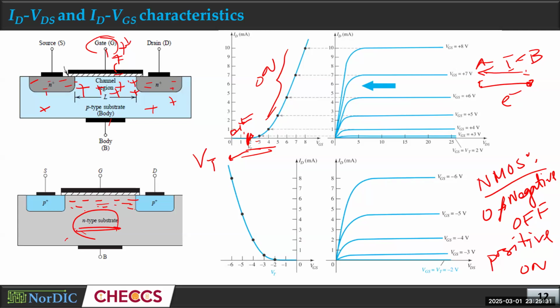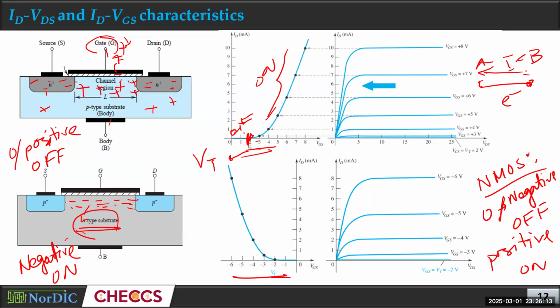In PMOS, if we apply 0 or positive voltage, it will remain off because the electrons will not be removed. They will remain at the same place. But if we apply enough negative voltages here, they will turn on. That's what you can see here. In the x-axis, the voltages are negative, right? So the mechanism is exactly same, just opposite thing happens. Like here in NMOS, we have to remove the holes and create a flow of electrons. In PMOS, we'll have to remove the electrons and create a flow of holes. That's the only difference. Okay.